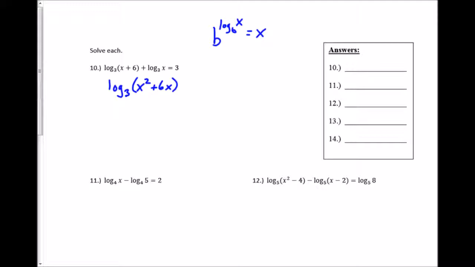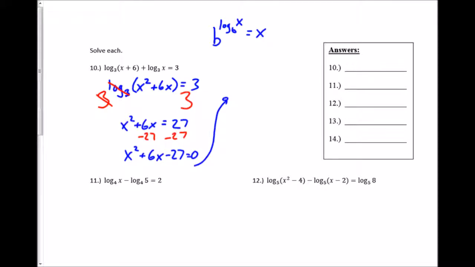And now in order to undo log base 3, I have to do 3 raised to the power of each side. So I'm going to do 3 raised to this power equals 3 raised to this power. And again, this becomes my exponent. So each side of the equation becomes the exponent. The log base 3 and the 3 cancel. So it leaves me with x squared plus 6x. Over here, I have 3 to the 3rd power, which is 27. And now I can solve this by factoring. I'm going to subtract the 27 from each side. So I end up with x squared plus 6x minus 27 equals 0, and I'm going to factor this thing. This is going to factor into x plus 9 and x minus 3. And then I set each factor equal to 0.